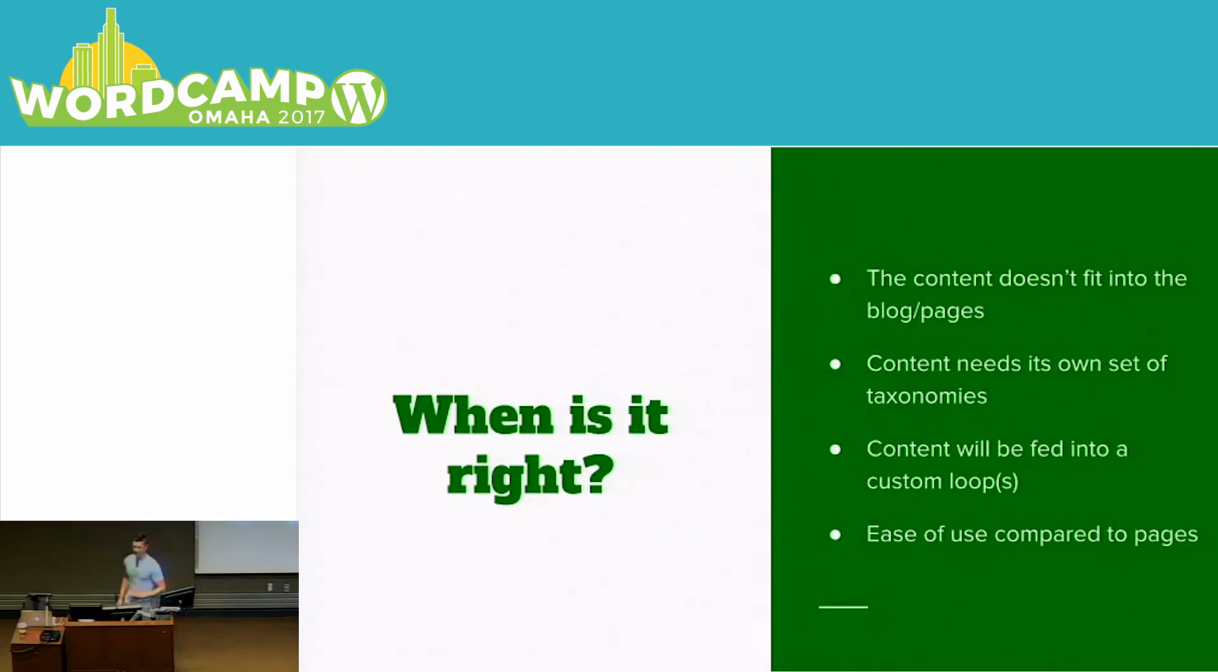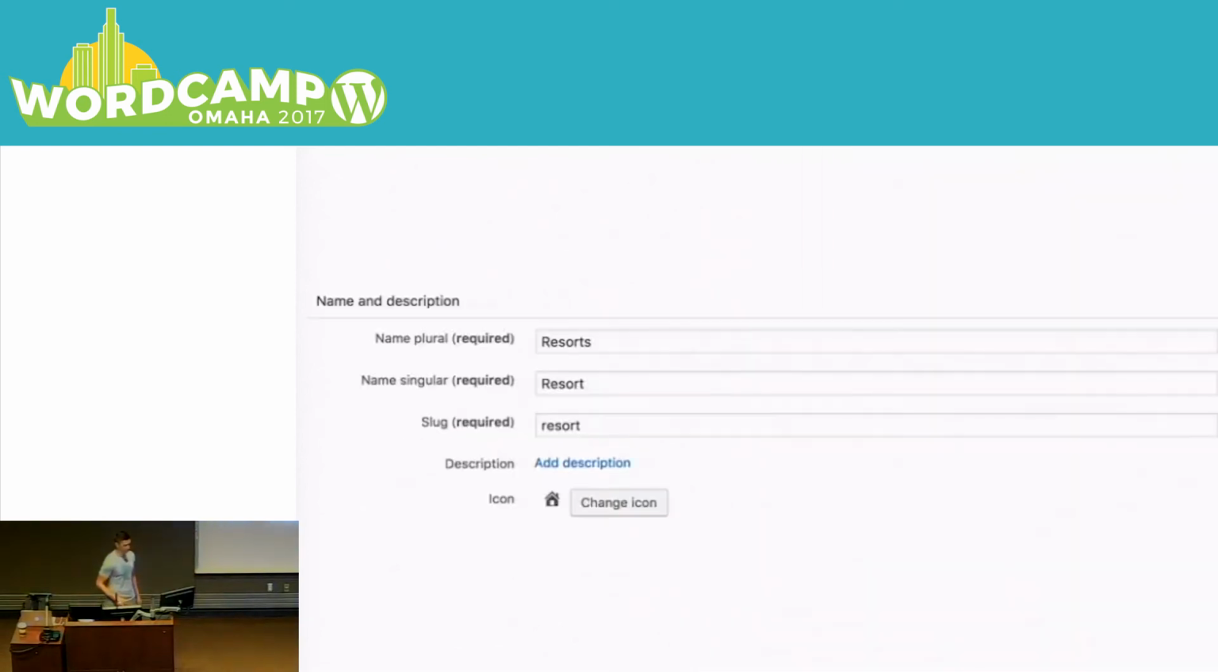A lot of times it needs its own set of grouping, taxonomies. Taxonomies is just a fancy way of saying categories or tags. It's a way of grouping content together. As I mentioned, you want that content to be able to feed into different parts of the website, so you're not having to replicate and push that same content out in certain spots. There's also the ease of use compared to pages. Custom post types are much more flexible. It's easier to add custom fields and content templates. There's a lot of flexibility with custom post types.